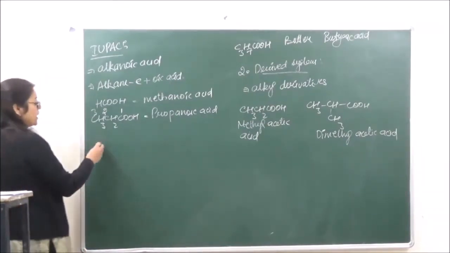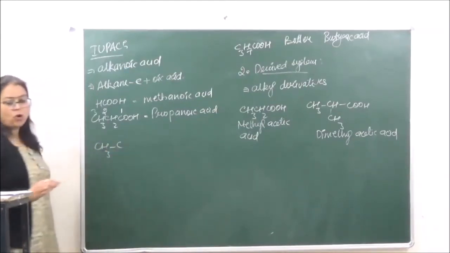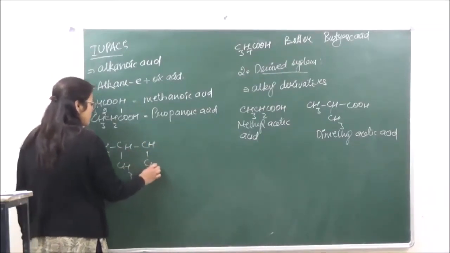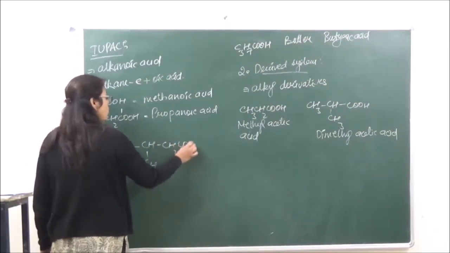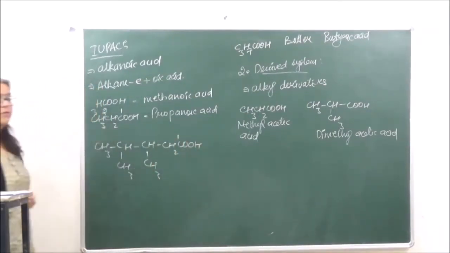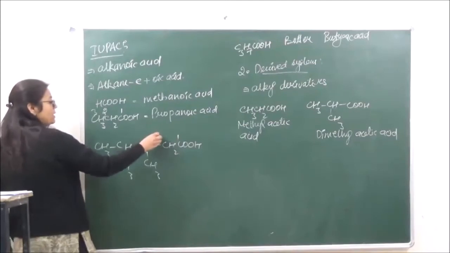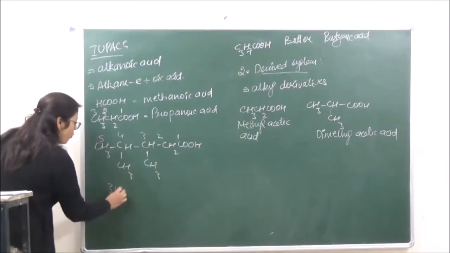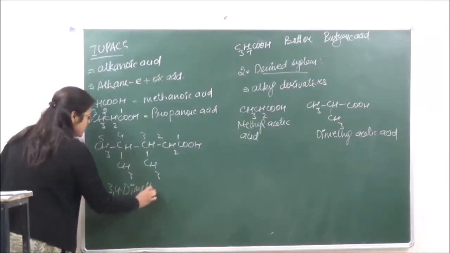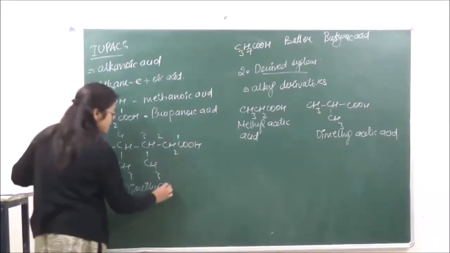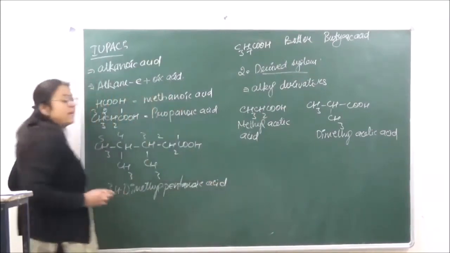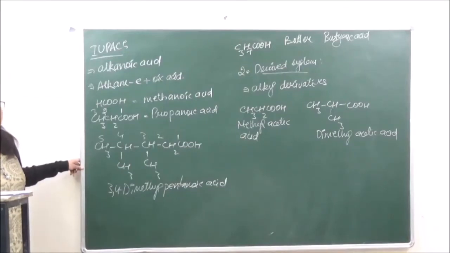Now if we have a longer chain of the type CH3, CH(CH3), CH2, COOH, then you have to follow all the rules of nomenclature. Over here this carbon atom is always going to get number 1, even if it is violating the other rules. So you have number 1, 2, 3, 4 and 5. So we have 3,4-dimethylpentanoic acid. So this is how you can name them, right?